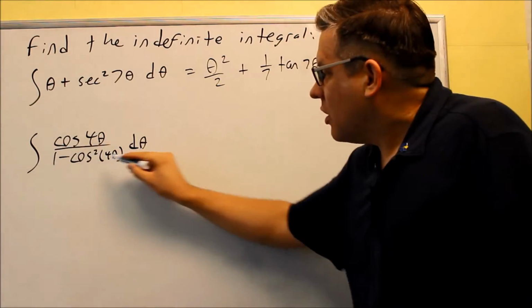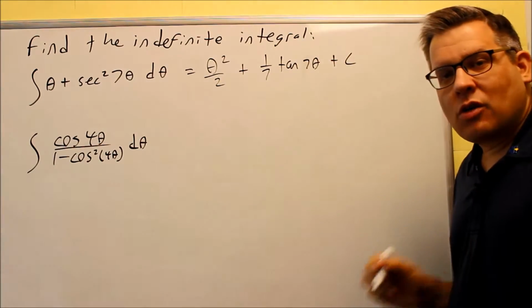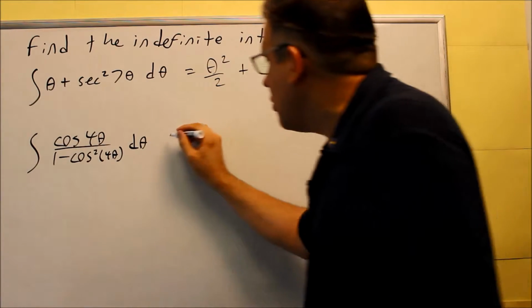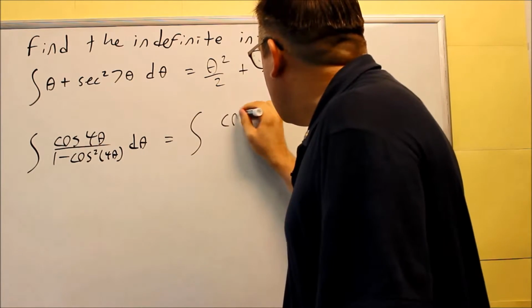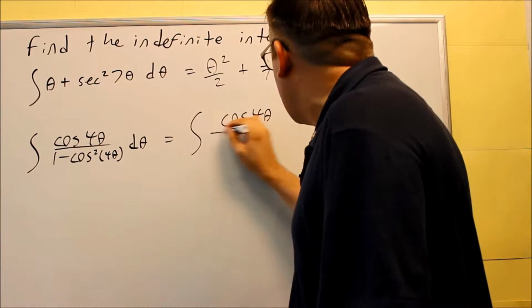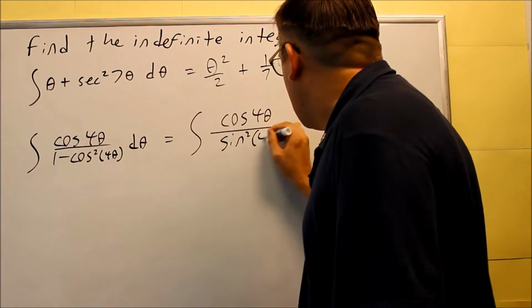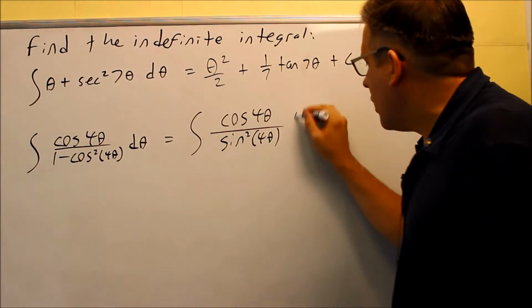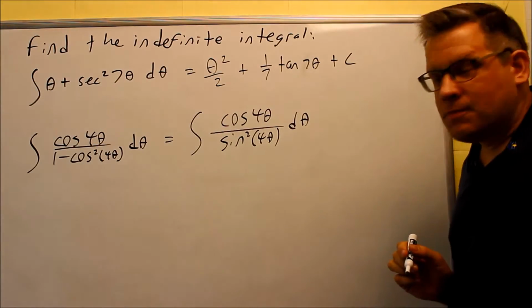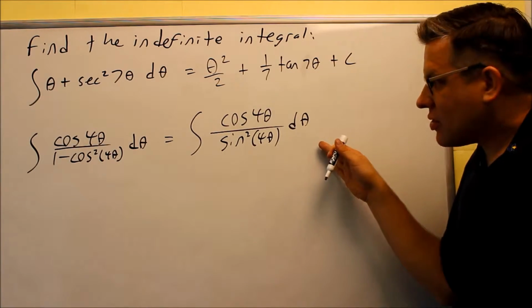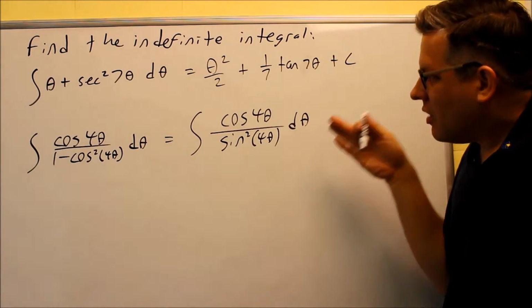The one I see here is 1 minus cosine squared. We know that 1 minus cosine squared is equal to sine squared, so I'm going to use that trig identity in this one. So cosine 4 theta over, and on the bottom we're going to put in sine squared 4 theta d theta. Now at this point you might get stuck wondering what to do next.